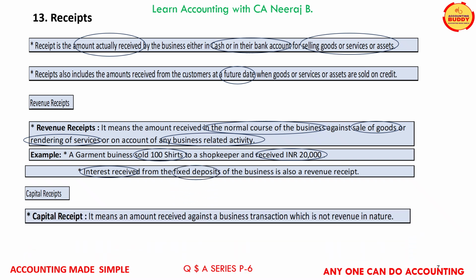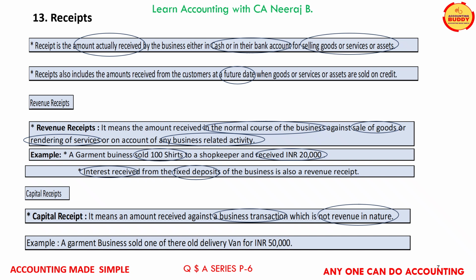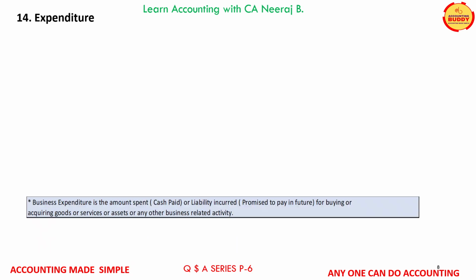Capital receipt means an amount received against a business transaction which is not revenue in nature. For example, a garment business has sold a delivery van which is a fixed asset for INR 50,000. Now this INR 50,000 is considered as a capital receipt for the business. The next accounting term which we are going to learn now is the term expenditure.